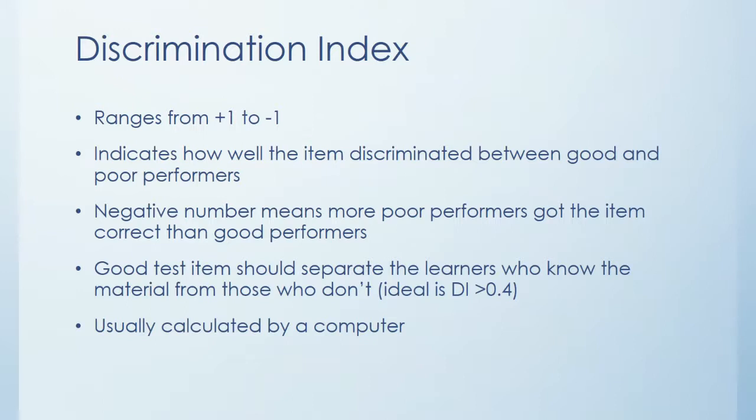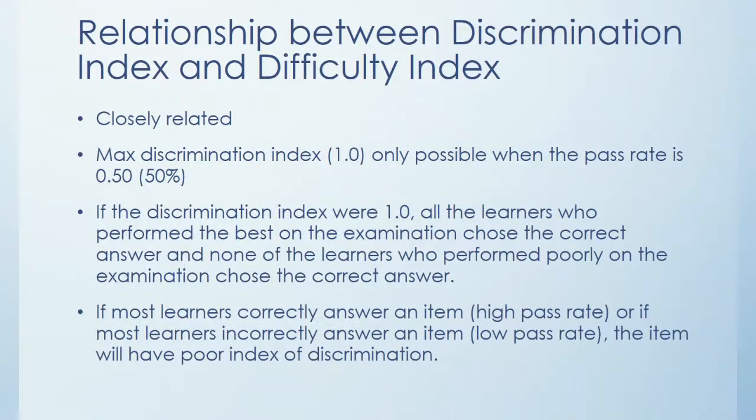So an ideal discrimination index is greater than 0.4, and this value is usually calculated by a computer, but you want test items where the learners who performed well on the test got it right, because that's discriminating between good and bad performers. So there is a relationship between the discrimination index and the difficulty index. They're very closely related. So the maximum discrimination index of 1 is only possible when the pass rate is at 50%. So if the discrimination index were 1, all the learners who performed the best on the examination chose the correct answer, and none of the learners who performed poorly on the examination chose the correct answer.